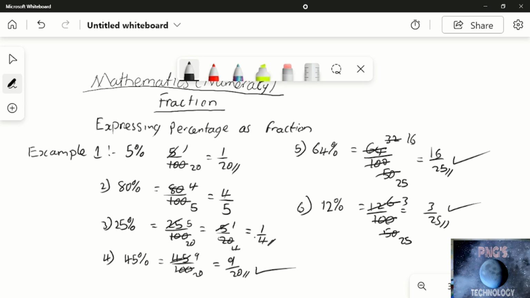So I'm very sure with all of these examples that have been done, you've understood how you can express percentage in terms of fraction, and also in the previous lesson we discussed how you can express fraction in terms of percentage. So with that, if you have any question you want to ask, you can drop them in the comment section below. I'll be willing to answer them all.